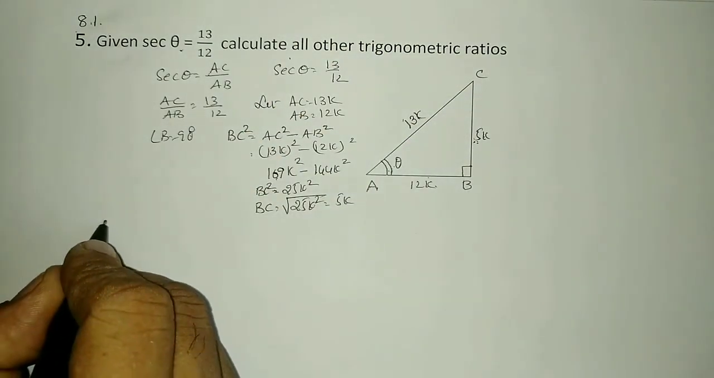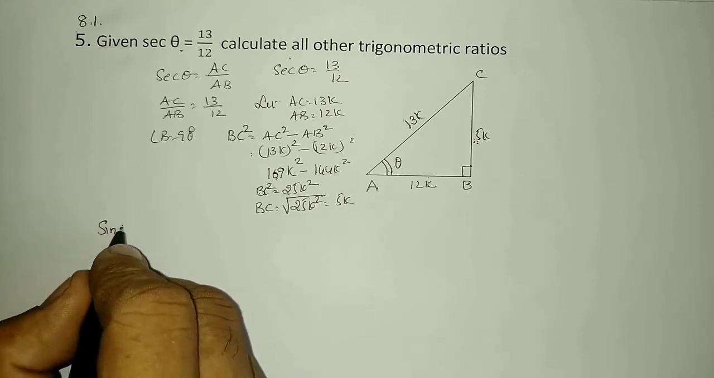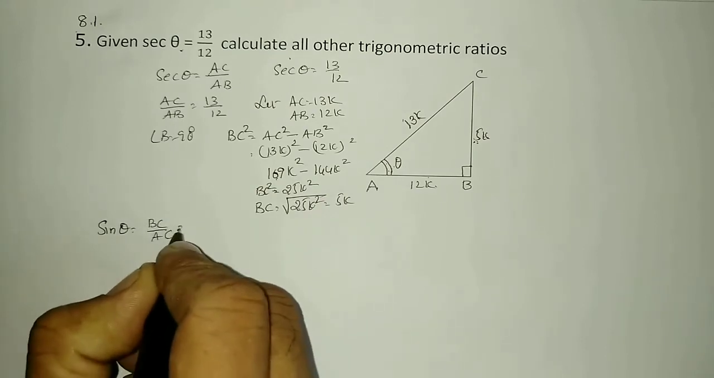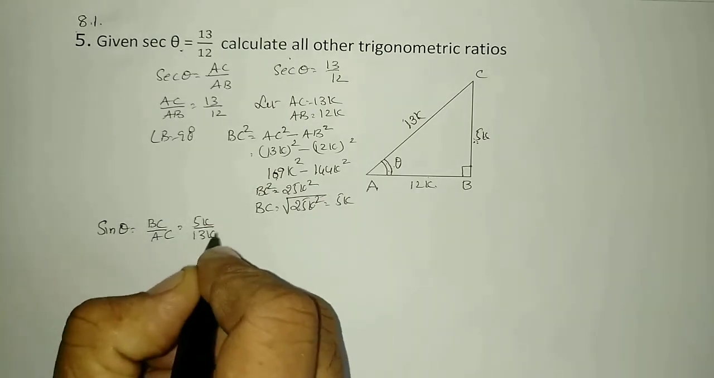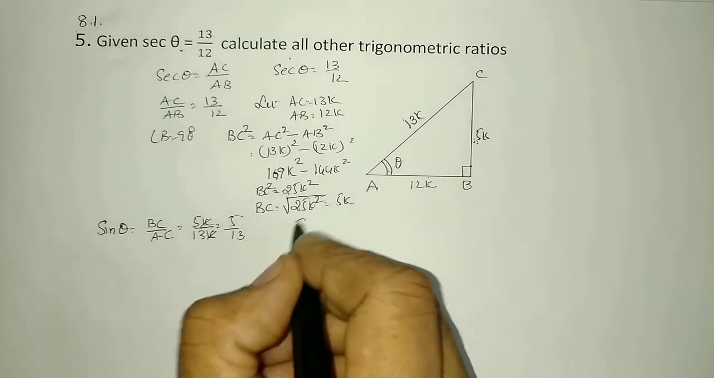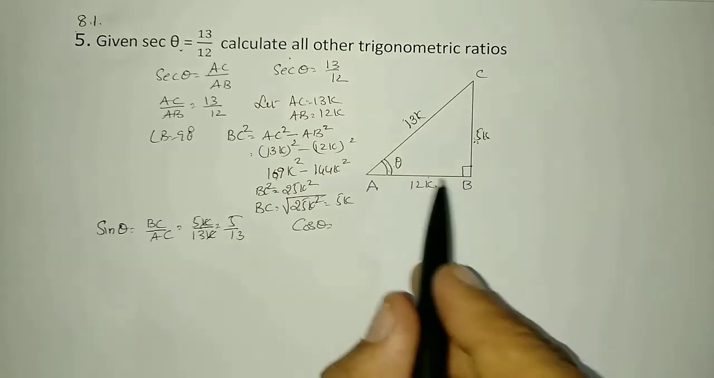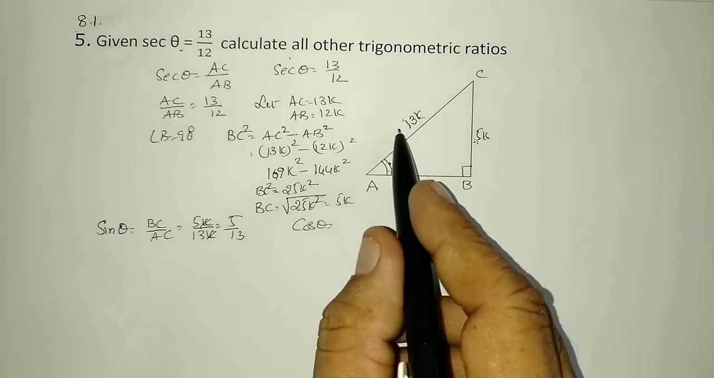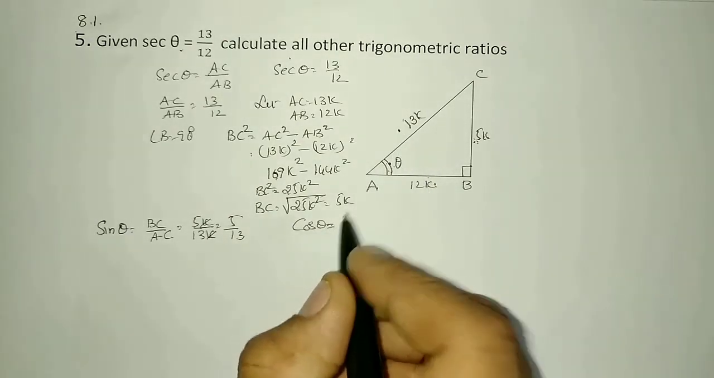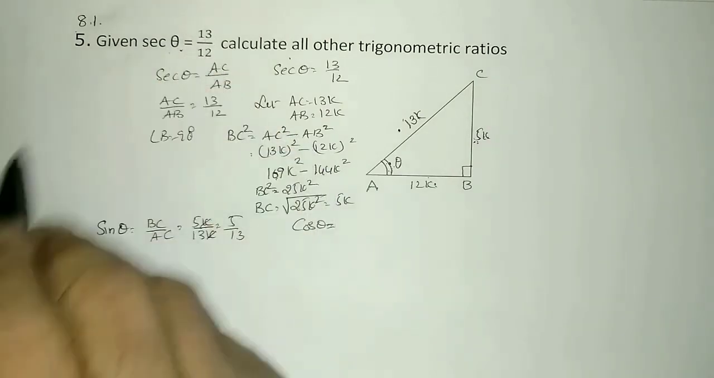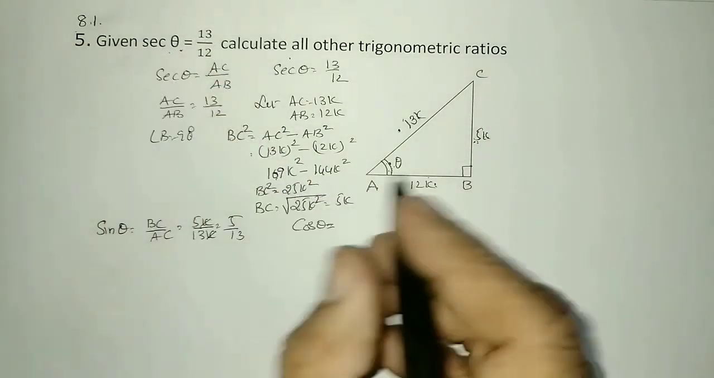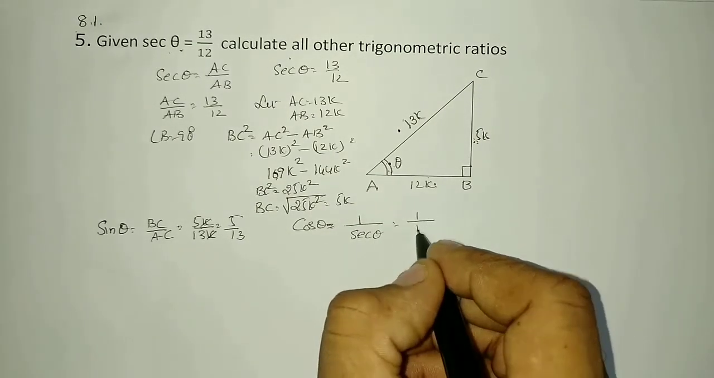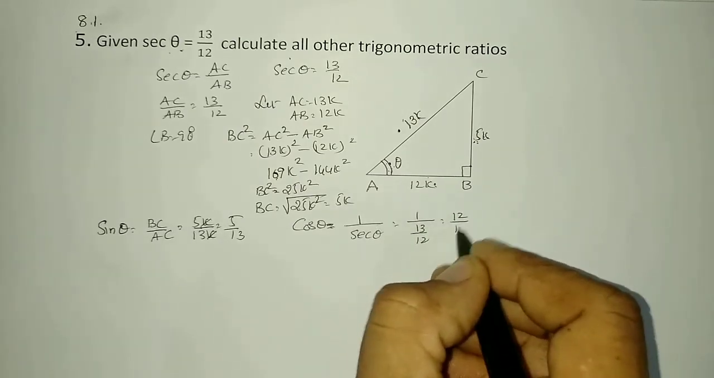Now you have to find all the other trigonometric ratios. Sin theta, side opposite theta by hypotenuse, BC by AC, 5k by 13k, 5 by 13. Cos theta means side adjacent to theta by hypotenuse, or we know that secant theta is given as 13 by 12. We know that cos theta and secant theta are reciprocal to each other. Cos theta equal to 1 by secant theta, 1 by 13 by 12, equal to 12 by 13.